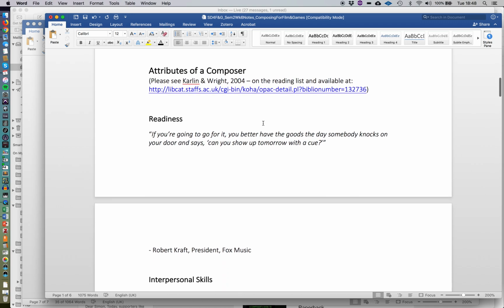So one thing is being ready. If you're going to go for it, you better have the goods the day somebody knocks on your door and says, can you show up tomorrow with a cue? So sometimes opportunities will present themselves with very little warning. So be good at either writing quickly or having a library with loads and loads of ideas that are pretty much good to go. And you can present these to a director straight away and show what you're all about and what you can do.